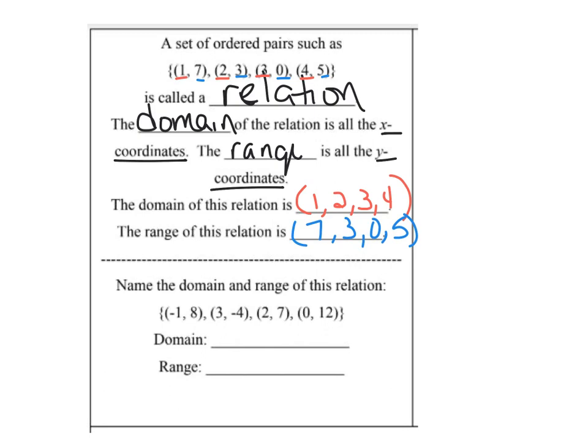Now let's go ahead and do the bottom part of this area, and make sure that you are writing down the domain, what is the domain, what is the range, and then come back to the video. So stop it and then come back. So I hope you completed this part of this area. That's practice for you, so make sure you do that. The domain should be -1, 3, 2, and 0, and the range is 8, -4, 7, and 12. So make sure you did this correctly. If you didn't, go ahead and correct it. Stop the video to correct it, and then come back to the video.